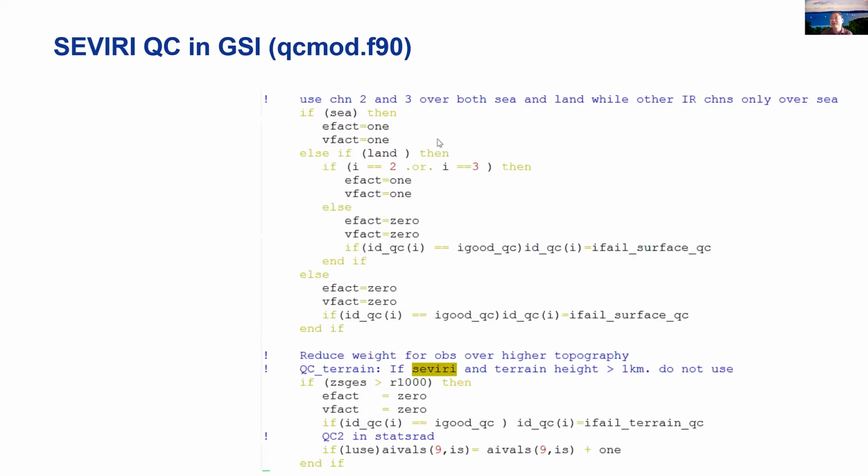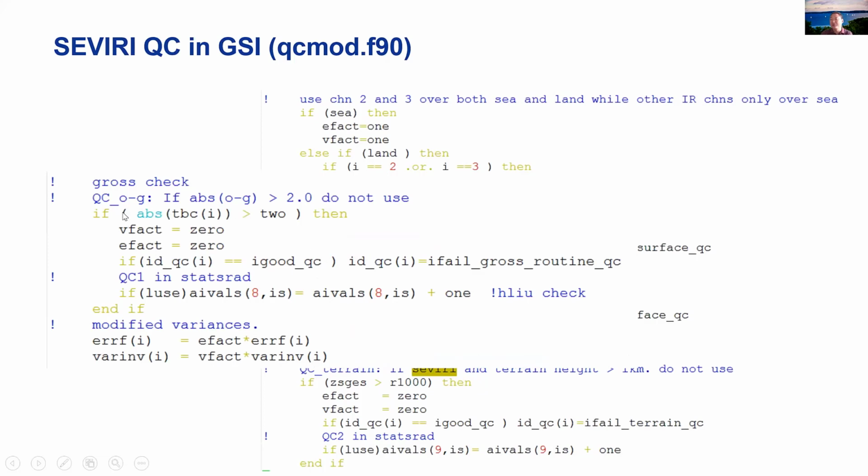The next one, I will show some examples for the severity QC. First, if somebody is very familiar with the GSI, here is what it looks like for the severity QC in GSI. It is a QC mode, so it checks if it is over sea, over land, or other surfaces, and also the terrain height. So that is what it looks like in GSI. And also the background check, if the absolute departure is greater than 2K.